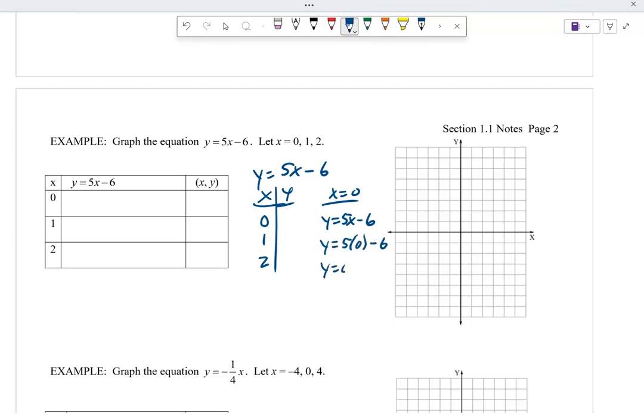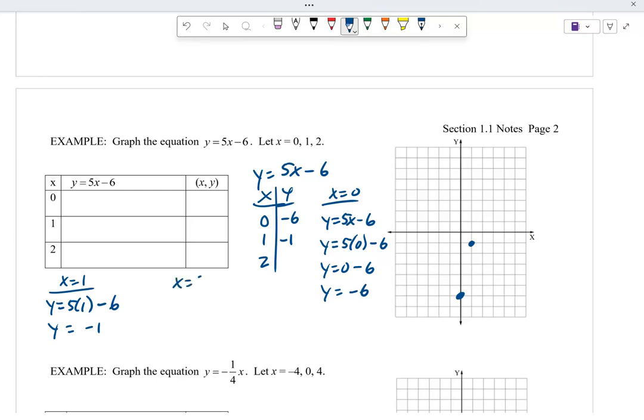Well, we know 5 times 0 is 0. 0 minus 6, of course, is -6. So we have the point (0, -6). Right? So we don't go right or left, we go down 6. 1, 2, 3, 4, 5, 6. Go ahead and plot the point. Now let's plug in 1 for x. So 5 times 1 minus 6, I got 5 minus 6 is -1. So I got (1, -1), right 1, down 1. There's our (1, -1). I'll go ahead and plot that point.